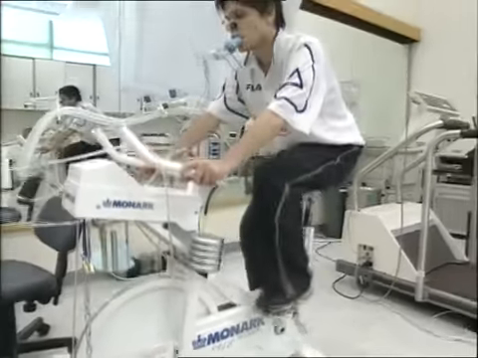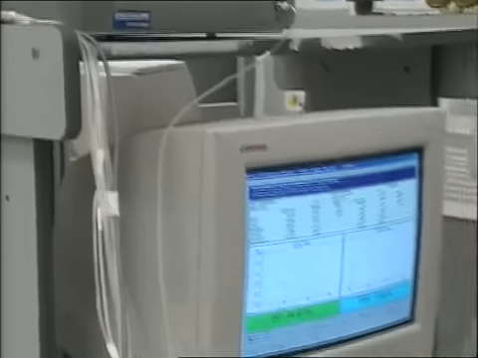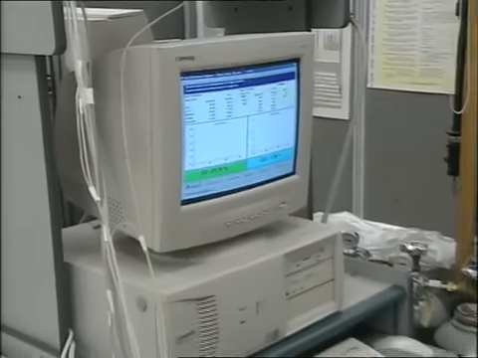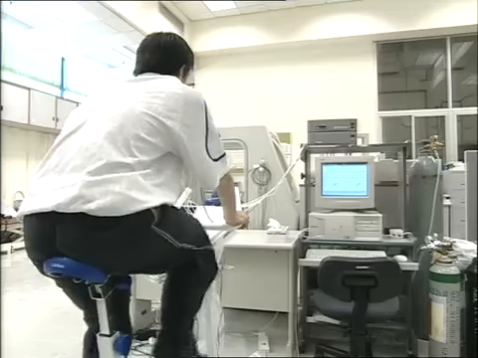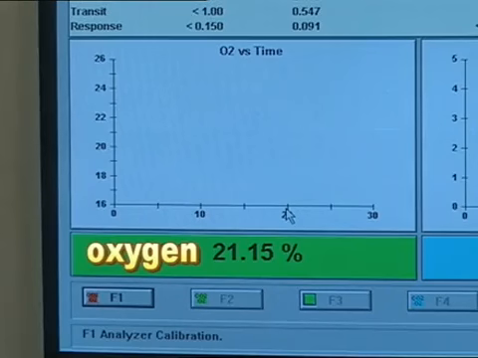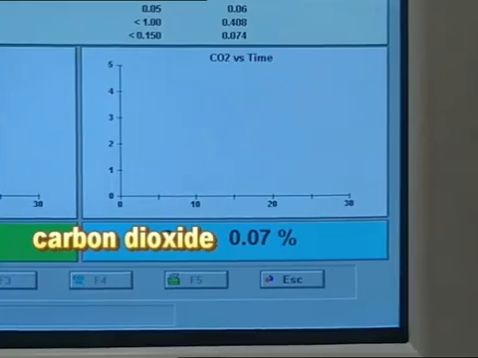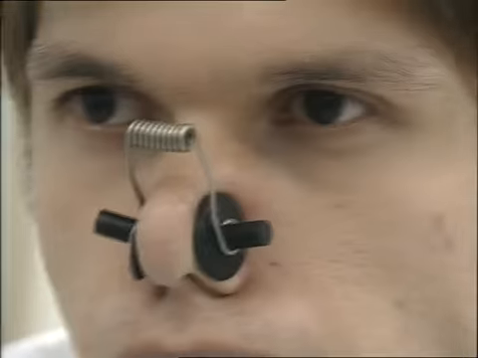All living things breathe air all the time. This apparatus shows the difference between the inhaled air and the exhaled air. We see the air in this room is composed of 21.15% oxygen and 0.07% of carbon dioxide.